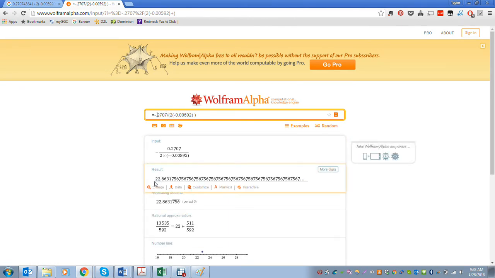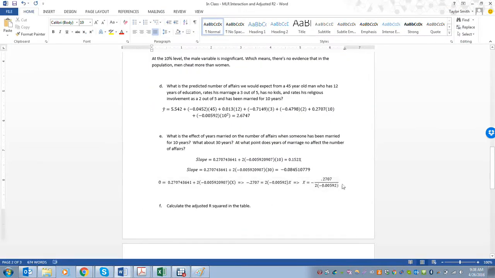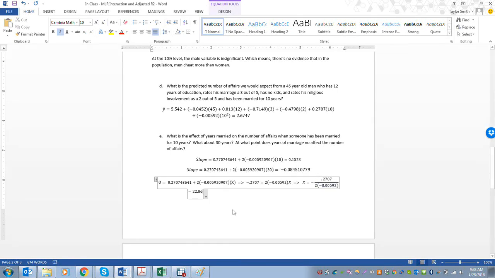And we find out 22.86 is the answer. So this is equal to 22.86. Okay, so what does that mean? That means after 22.86 years of being married, so almost 23 years of marriage, at that point it becomes less likely each year that someone would have an affair. Basically, up to that point, every year of marriage you're more likely to have affairs. After 23 years of marriage, every year after that, you're less likely to have affairs. So, there you go.